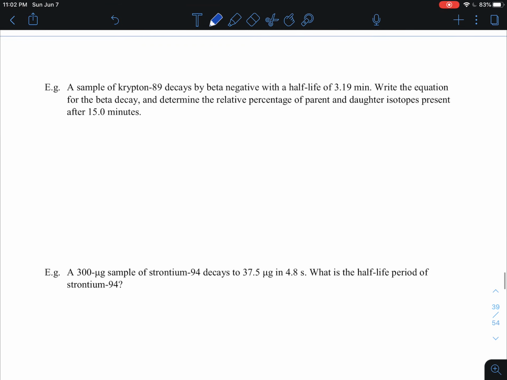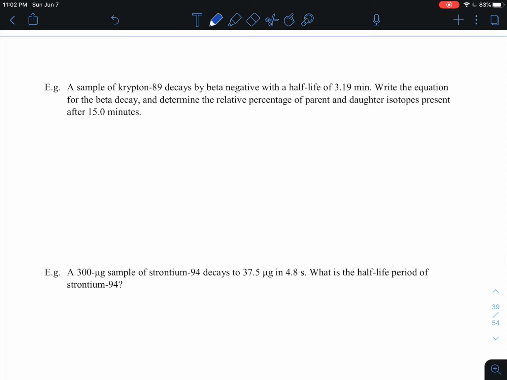All right, let's try this. Krypton-89 decays by beta negative with a half-life of 3.19 minutes. Write the equation for beta decay and determine the relative percentage of parent and daughter isotopes present after 15 minutes.